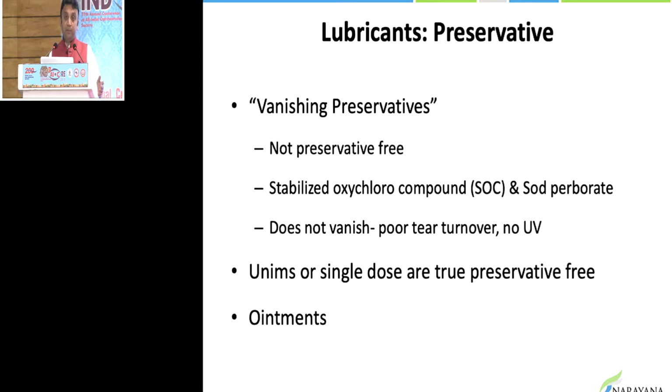So when we talk about little safer preservatives like stabilized oxychloro compound, they are preservatives still. Remember, they are themselves also surface toxic, but they convert into something which is relatively safer for the surface. This conversion happens because of a couple of things. Some of them convert related to the ultraviolet exposure. So when a person is exposed to outside light or natural light, they get converted into safer compounds.